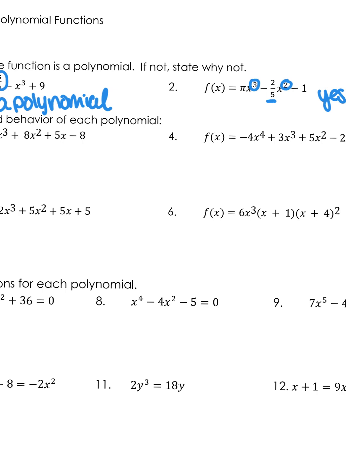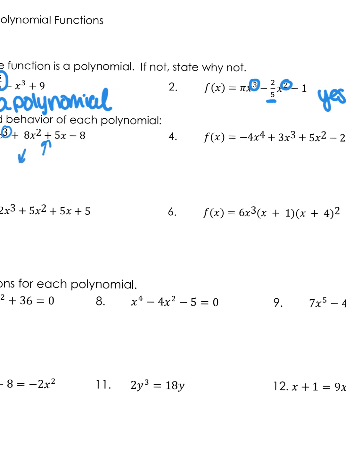For the end behavior of each polynomial, remember we want to look at the degree, which here the highest power is 3, and the leading coefficient, which here that number in front of that term is 2. So this is odd for the degree and a positive leading coefficient. Odd is opposite, so positive means we will start down and then go up.